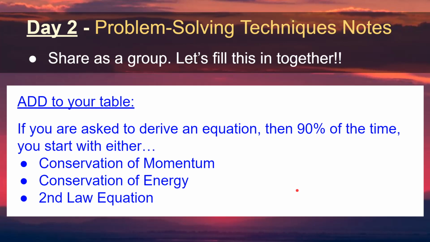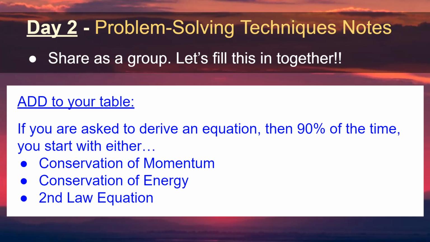If you want to add this in there: if you are asked to derive an equation, which you will be, one of your free response questions will be a derivation on the AP exam. It always is. Then 90% of the time, you should start in one of these ways. Again, it depends on the question, but derivations almost always start with either conservation of momentum, conservation of energy, or a second law equation. And sometimes you're using more than one of these during the derivation. Okay, but those are where you should start.